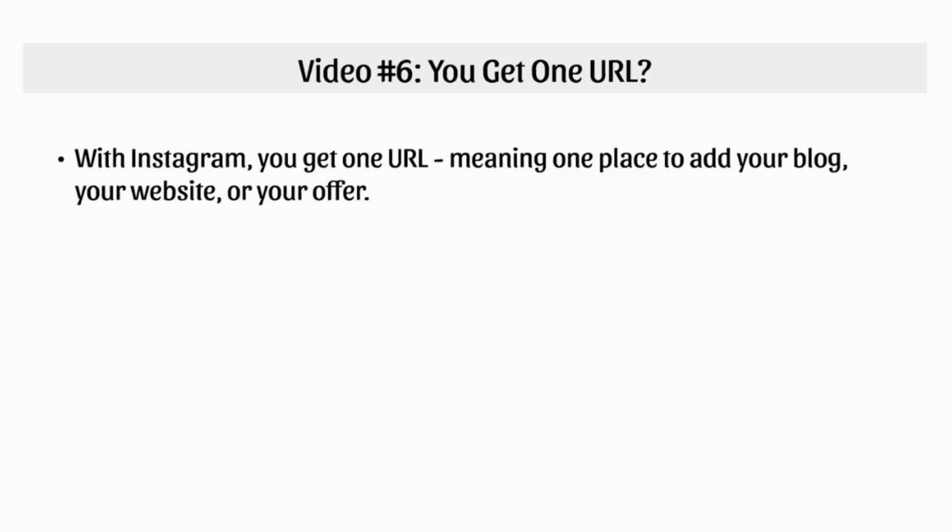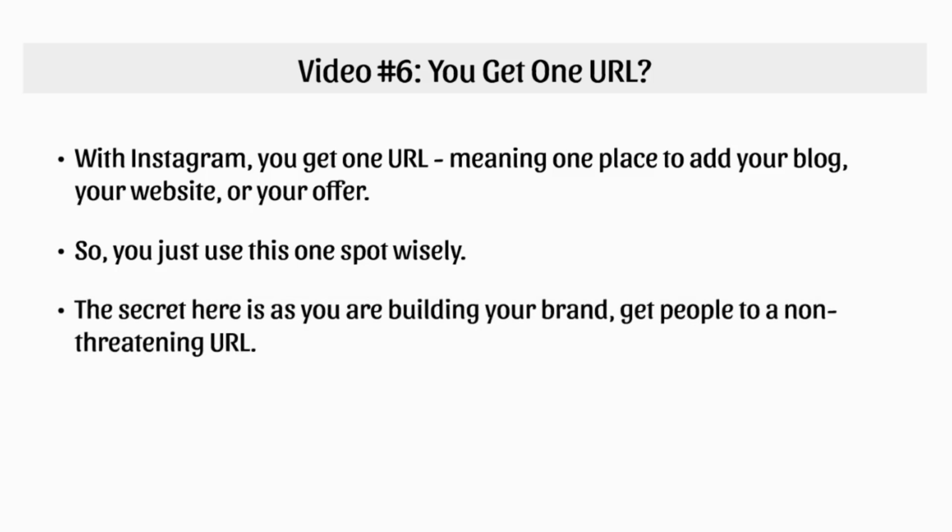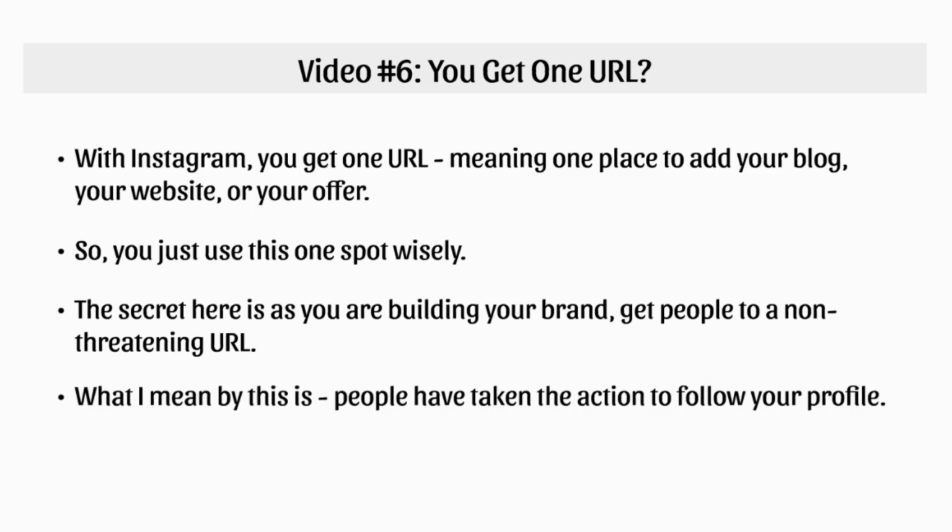All right. So with Instagram, like I said, you've got to choose one spot wisely, right? Now, the secret here is because you're trying to build your brand and your lifestyle, the ideal place to direct them to is just your website, which could be your WordPress site. And then on your WordPress site, you have your blog, your website, and your offers all on that particular site. So the secret here is because you're building a brand, because you're building a lifestyle, you want to still brand yourself.